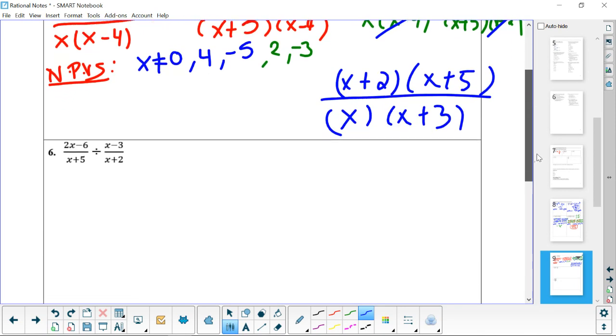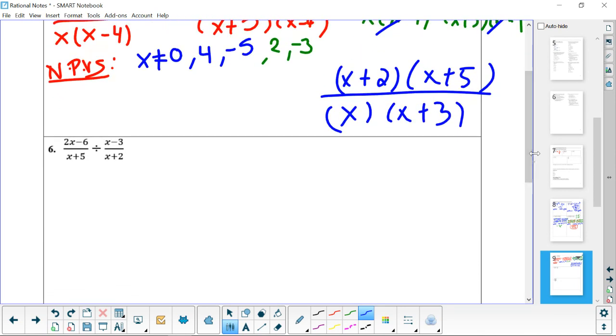Okay, let's do our last question. This question is again on dividing rational expressions. So this is 2x minus 6 divided by x plus 5, divided by x minus 3 by x plus 2. So again, we will change division into multiplication and then switch the second part of your rational expression. Numerator will go into denominator and denominator will move into numerator. Means you're taking the reciprocal of the second part of your rational expression.